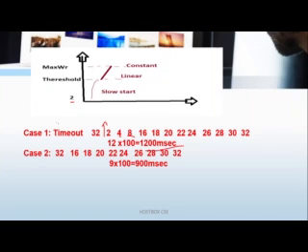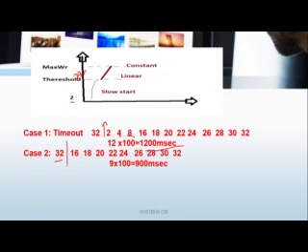Next is case 2, the triple duplicate acknowledgement. It happened because of the 3 acknowledgement scheme. In the second case, first it was 32, then it becomes 32 by 2, that is 16. From 16 it gradually increases by 2: 16, 18, 20, 22, 24, 26, 28, 30, 32. So totally 1, 2, 3, 4, 5, 6, 7, 8, 9. So 9 multiplied by 100, 900 milliseconds.